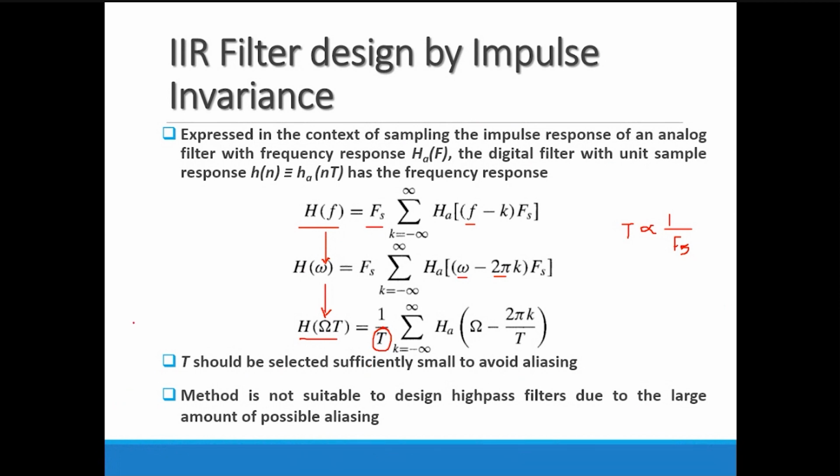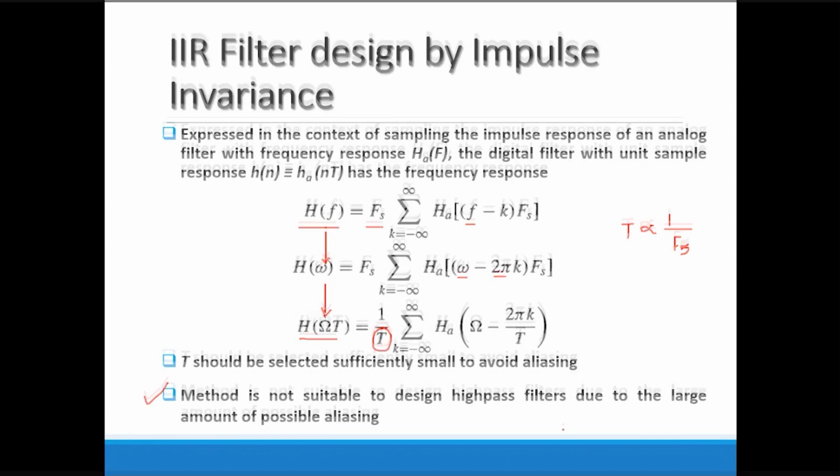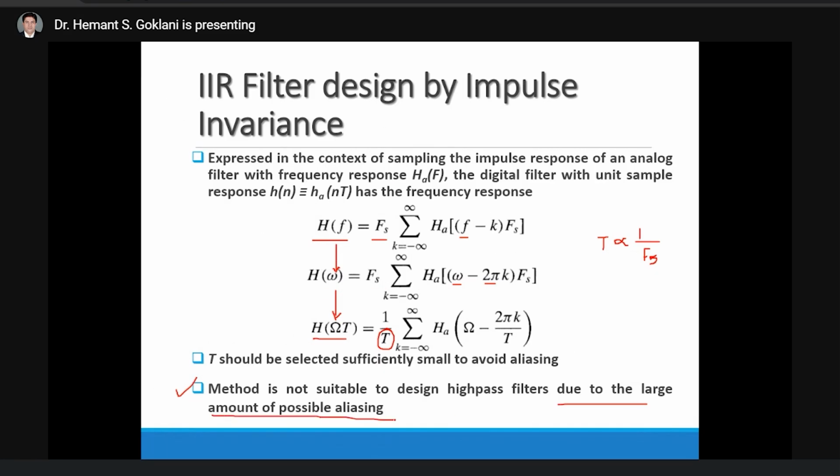Okay, and this particular method has one limitation: it is not suitable to design a high pass filter. This method is useful only for low pass and band pass filters, but not for the high pass filter. Why? Because of the large amount of possible aliasing. As you increase the frequency, the chances of aliasing increase in this method. So this method is only suitable for the low range of frequencies.